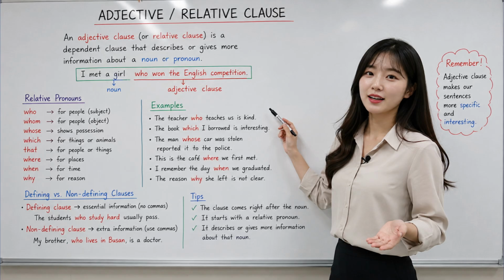This makes our English sound more fluent, more professional, and much closer to the way native speakers communicate. Don't worry if you cannot use adjective clauses perfectly right away. Every English learner needs time and practice. The more you read books, watch English videos, listen to conversations, and write your own sentences, the more natural adjective clauses will become. Remember, grammar is not just about memorizing rules. It is about learning how to communicate your ideas clearly and confidently. So, don't be afraid to make mistakes because every mistake is another opportunity to improve your English.